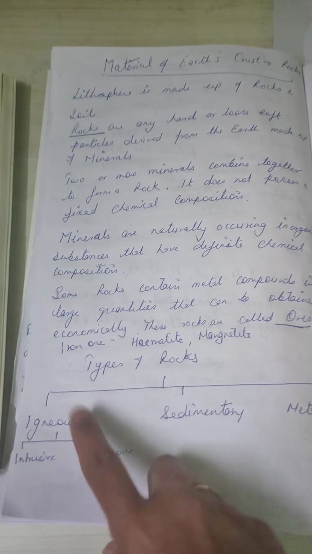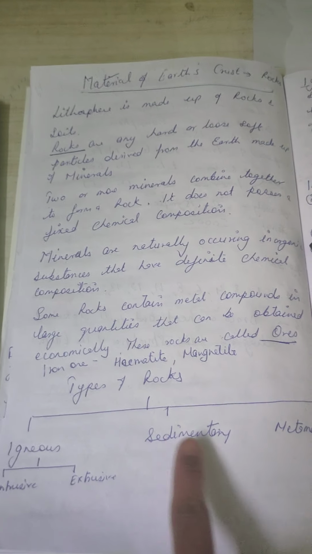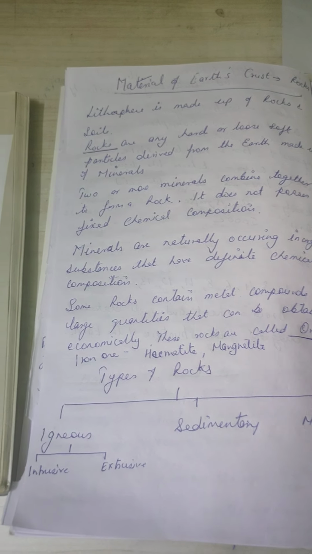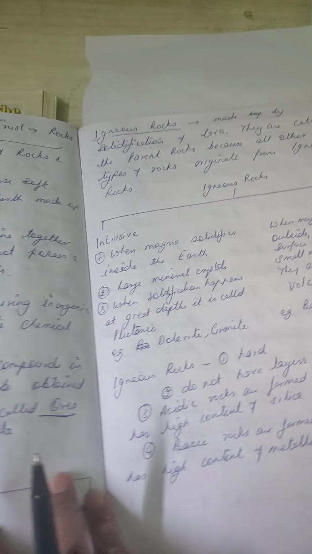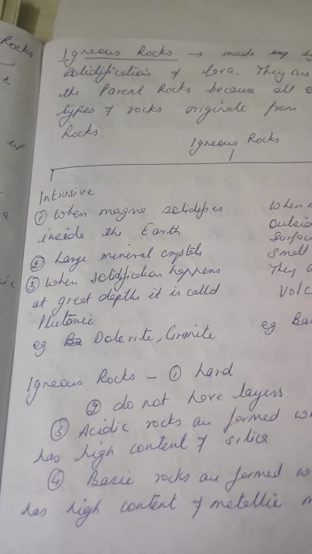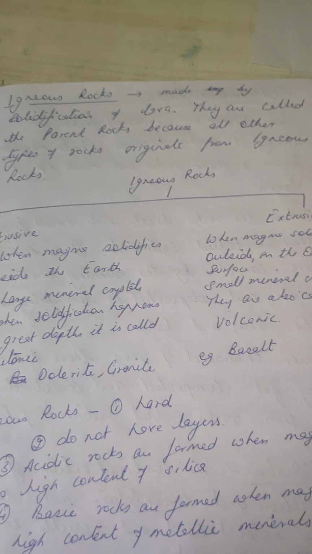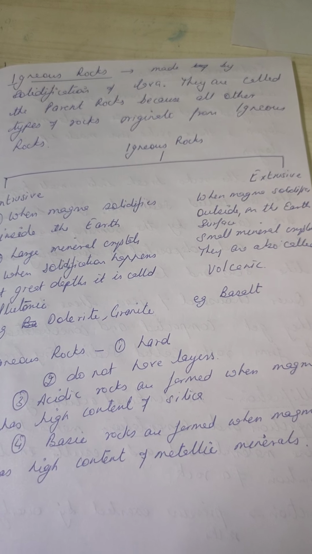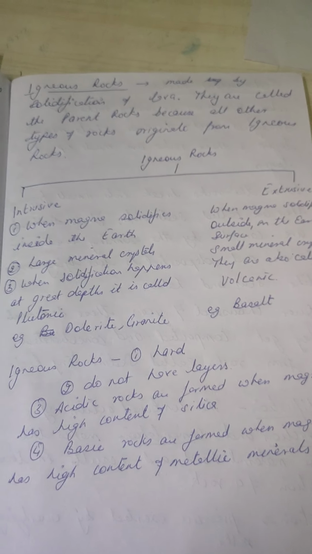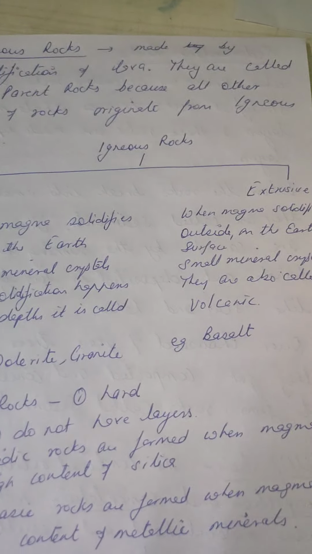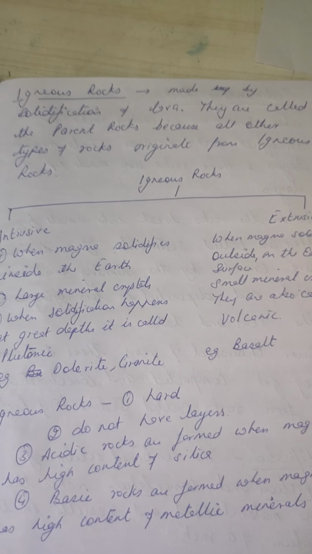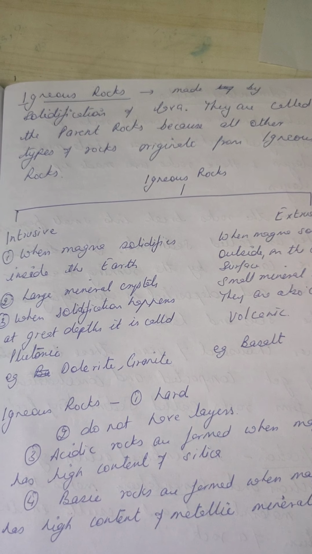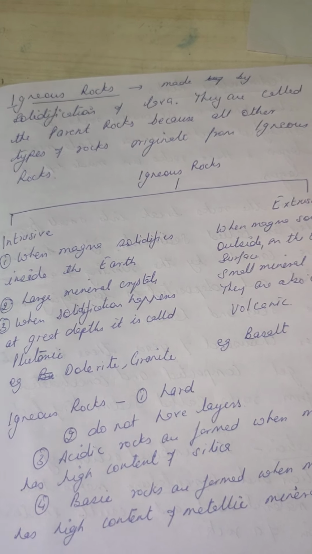Now, rocks can be divided into three categories: igneous, sedimentary and metamorphic. We're going to study about the igneous rocks first. So what are igneous rocks? Again, something which we have studied in our junior classes. Igneous rocks are made by solidification of lava. These are called parent rocks because all other types of rocks originate from igneous rocks. So when the volcano erupts, the lava comes out. This lava takes a lot of time to become solid again. And when it becomes solid, the rock which thus formed is called igneous rock.